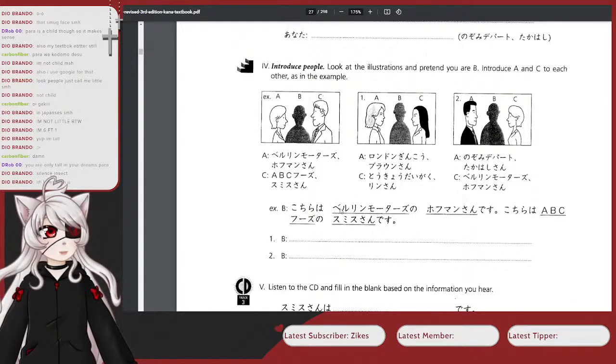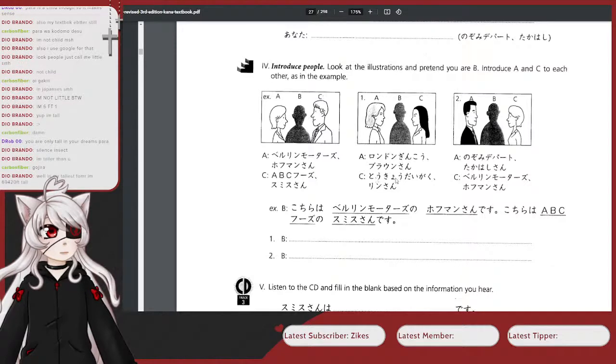I will. Anyway, kochira wa, who is this person? Tokyo Daigaku.